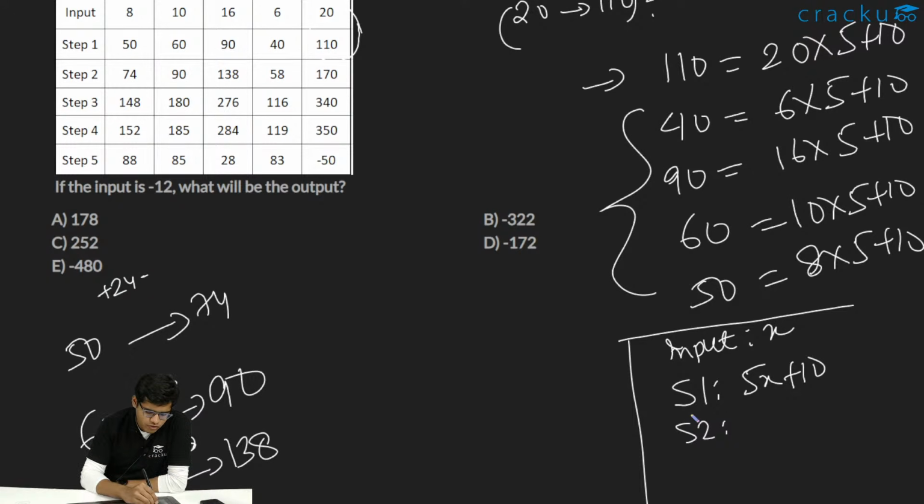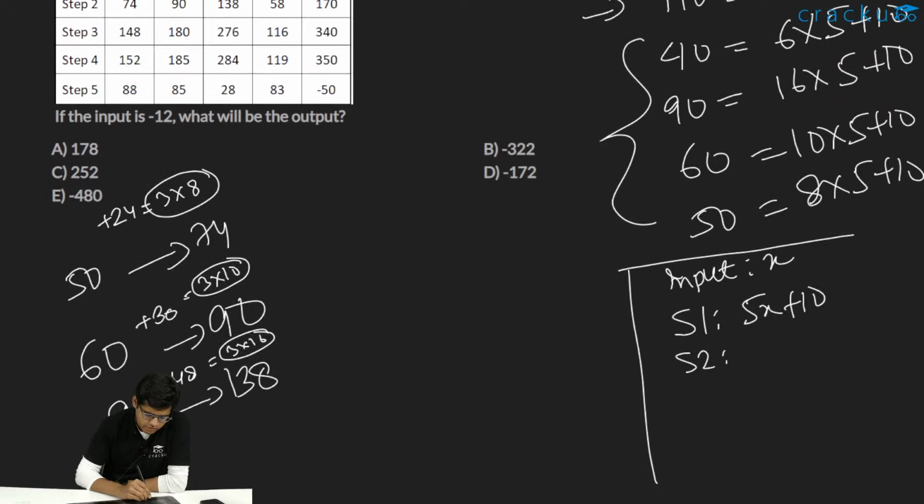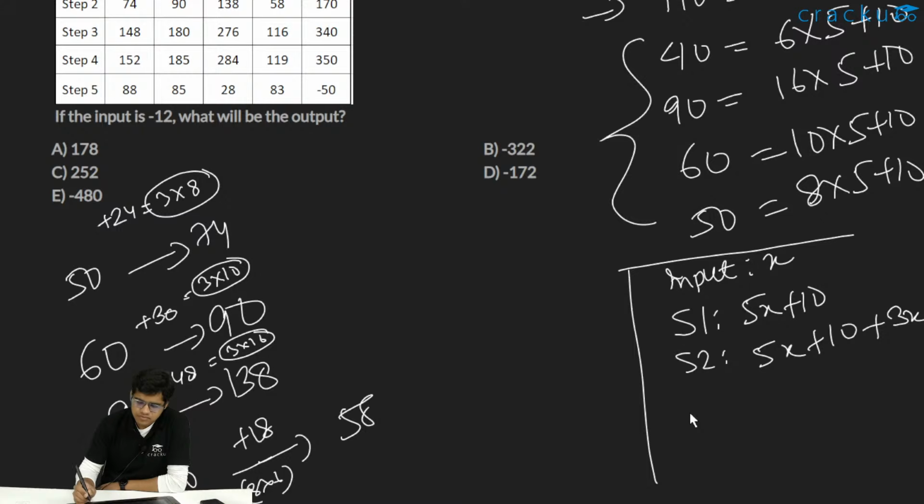24 is what? 24 is 3 eights, where this is 8. 30 is what? 3 tens, where the input is 10. 48 is what? 3 sixteens, where 16 is the input. Let's see others also. 40 and 58, plus 18, and how plus 18? It is 3 sixes. So basically in step 2 what is happening? With step 1 we are adding 3x, right? 3 into the input value. So step 2 is 8x plus 10.